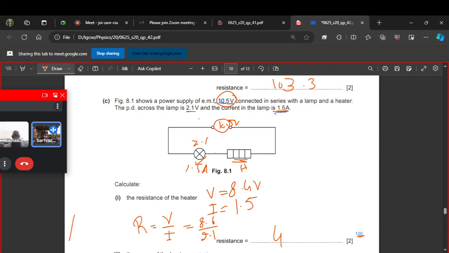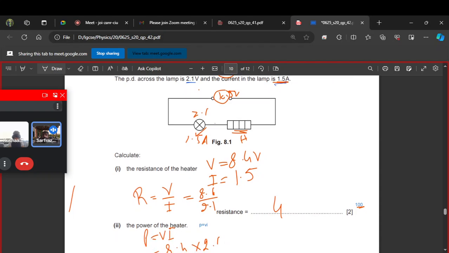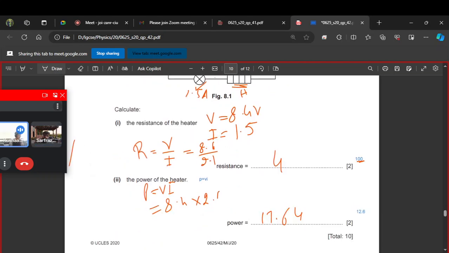Acha, calculate what is power. Just multiply 8.4 times 1.5. What answer does it give? 12.6. Okay, very good. So it's not 100. It must not be 100, because the same values give us the same answer. The right answer is 12.6.